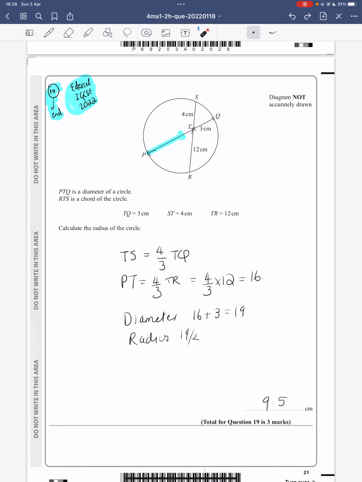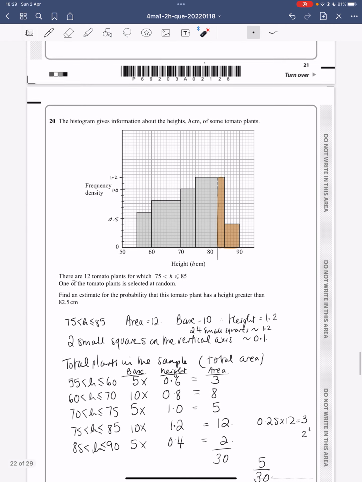Now P to T is therefore 4/3 of R to T, or T to R. So it's 4/3 times 12, which is 16. So we know P to T is 16. Well, it is beyond the radius, because I can see 16 plus 3 is the full diameter. So the radius is half of the diameter. So it's 19/2, 9.5 centimetres.